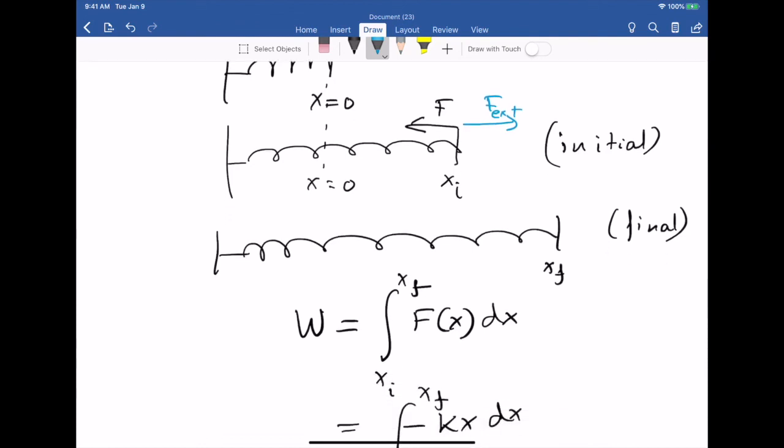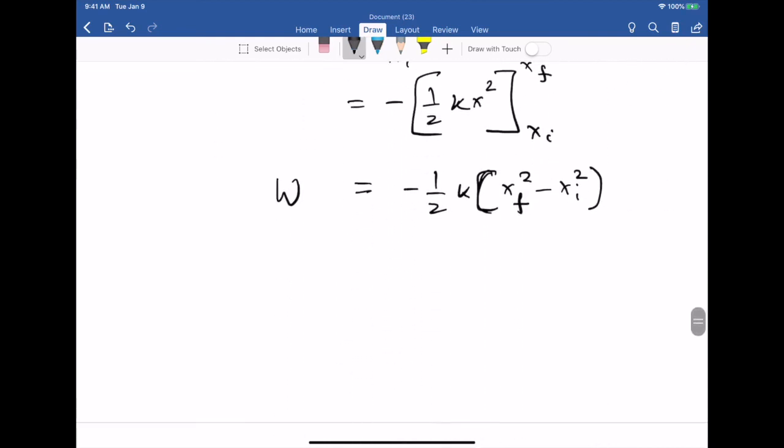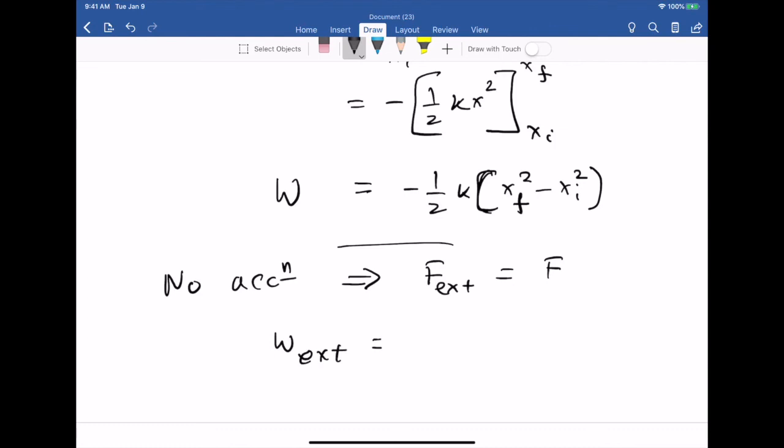So F external, for no acceleration, is equal to the force of the spring, right? So it's exactly the same force but pointed in the opposite direction. That means if the force of the spring was negative kx, F external would just be positive kx, right? And so the calculation would be identical. The work done by the external agent would be exactly the same thing, but without the minus sign. So it would be half k times (x final squared minus x initial squared).